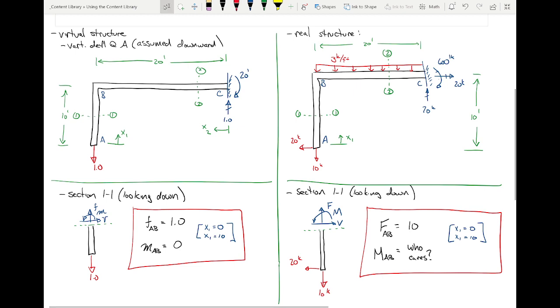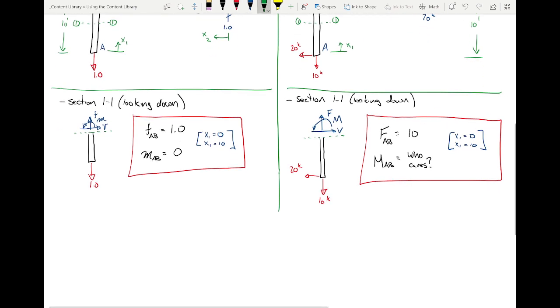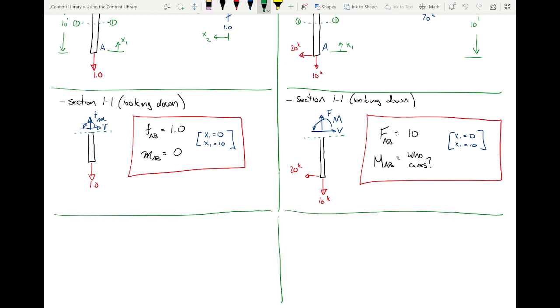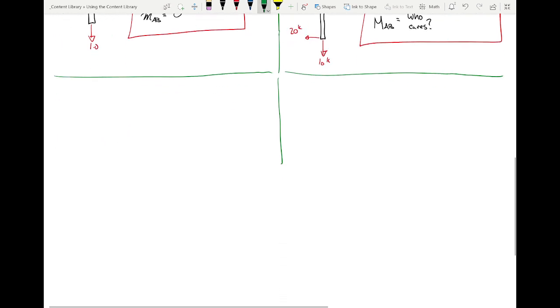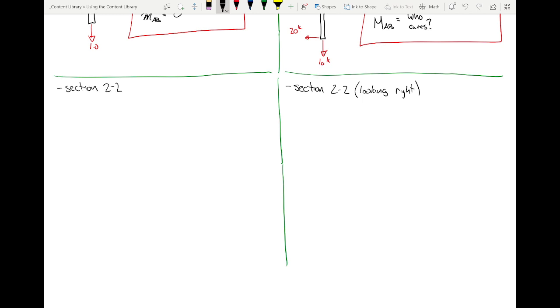Okay. All right. Now, since we got the real structure sort of in our heads, let's go ahead and do section 2.2 on the real structure. If you need me to scroll up, let me know, okay? Let me know. Section 2.2, looking right.